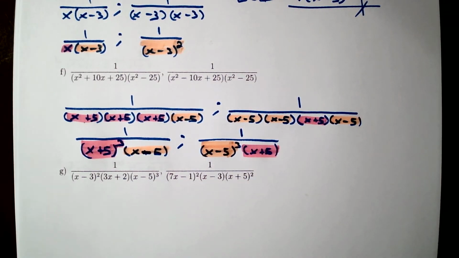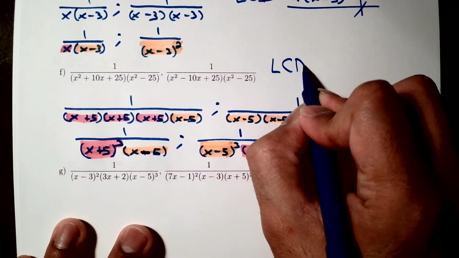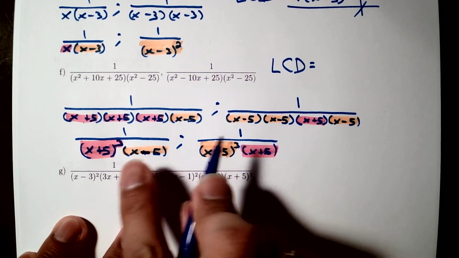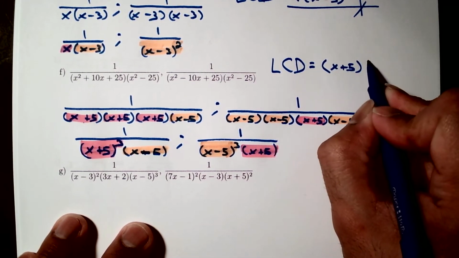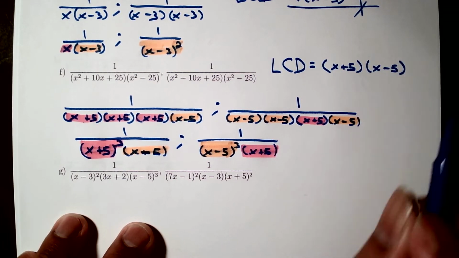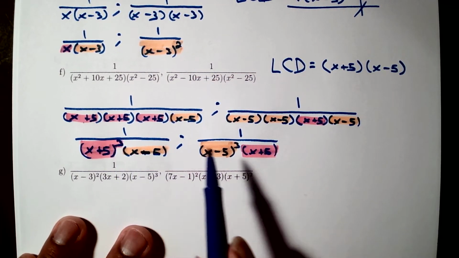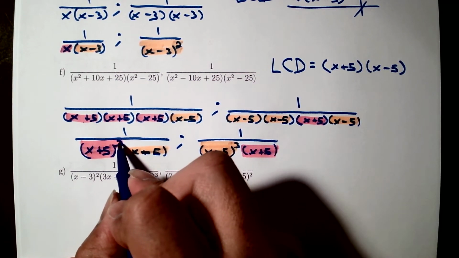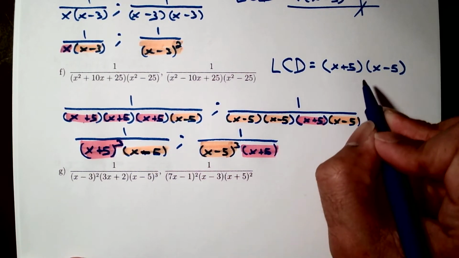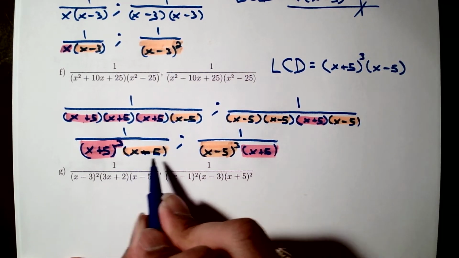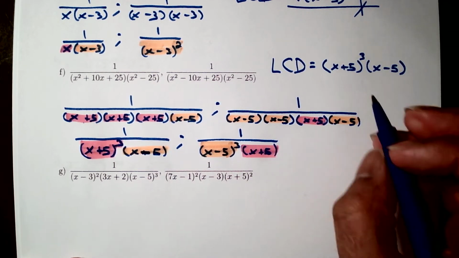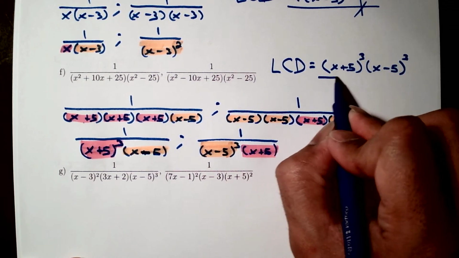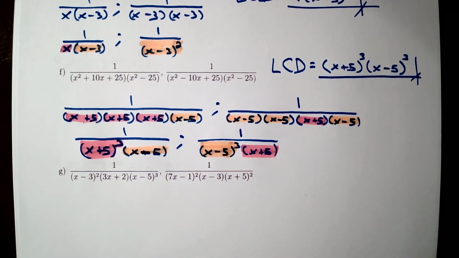Alright, now it's time to find the LCD. The LCD will be the product of the distinct factors, and the distinct factors are x plus 5 and x minus 5. However, we need to look for the highest power of each. In this case, power 3 versus power 1, we go with power 3. For x minus 5, the one in orange, power 1 versus power 3, we go with power 3. Final answer.